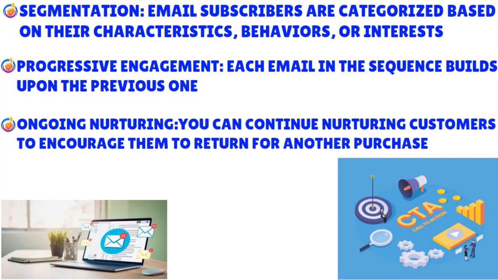Okay. So that's pretty good. So basically, the sequence you have: trigger, segmentation, automated delivery, progressive engagement, conversion opportunities, ongoing nurturing. So that's the typical sequence. Now, there could be some variations here and there, but the typical sequence looks that way.